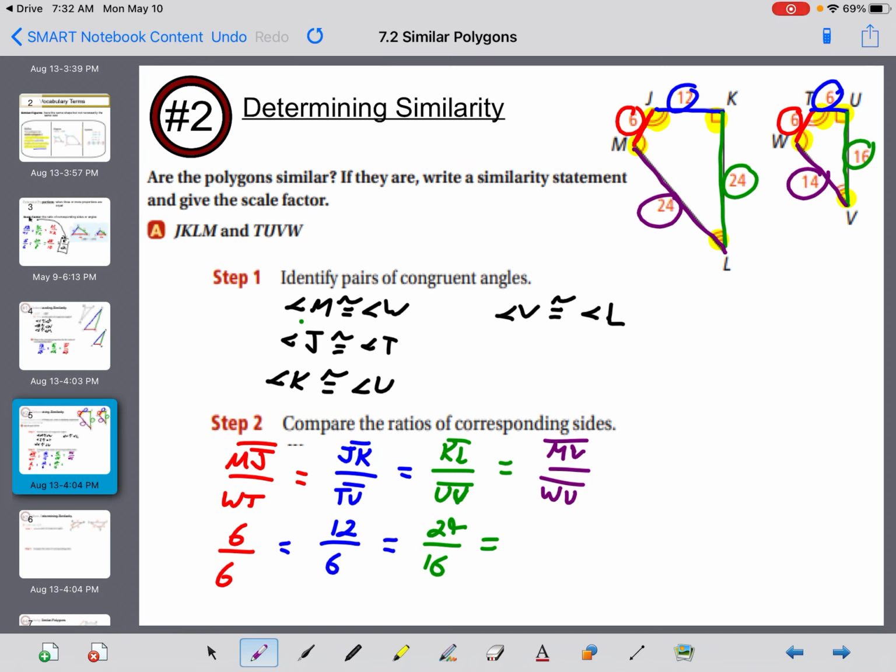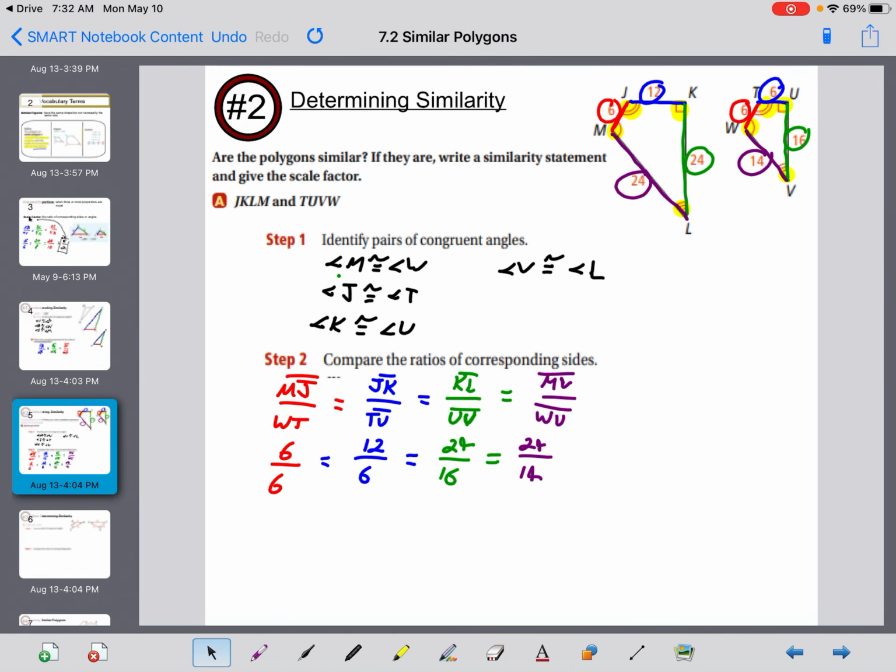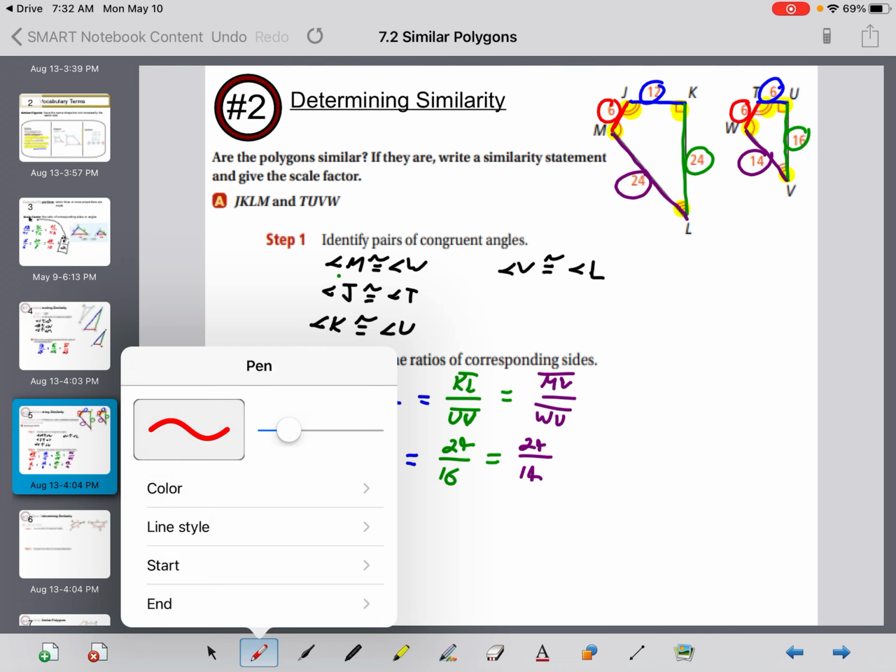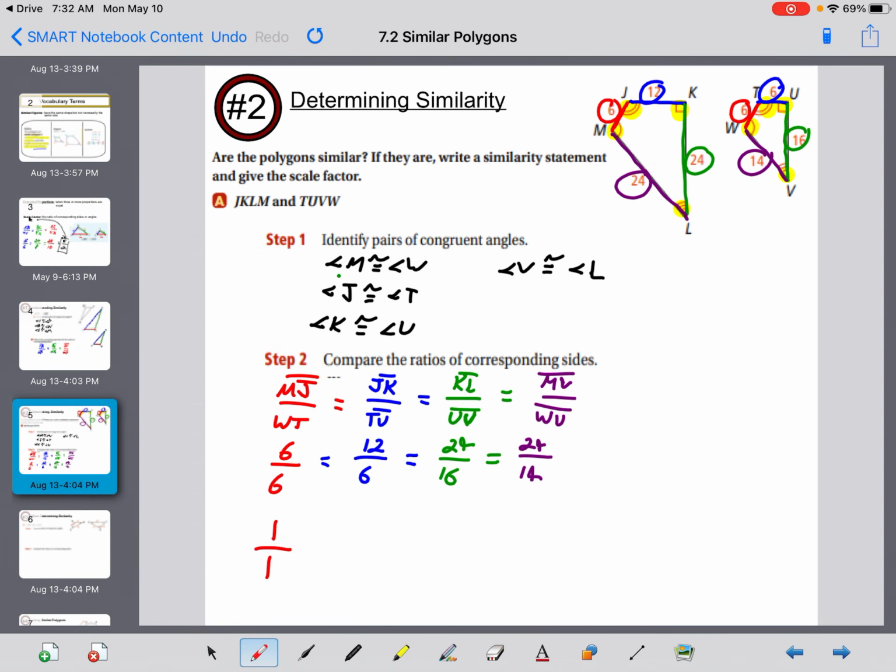ML is 24, WV is 14. Now, if we were to break these down, 6 over 6 is really just 1 over 1. 12 over 6 is 2 over 1. So already something is wrong because these are not the same. So these are not proportional.